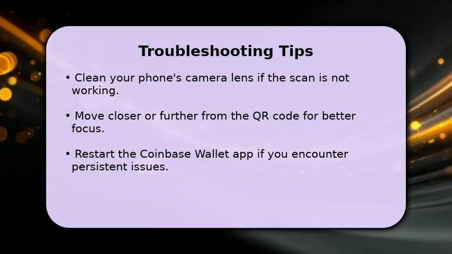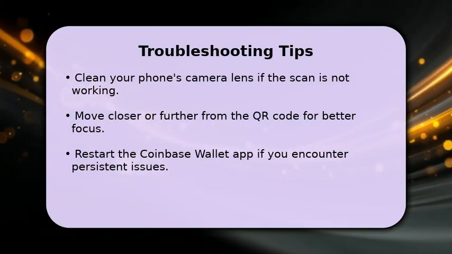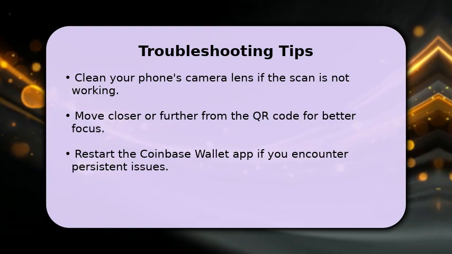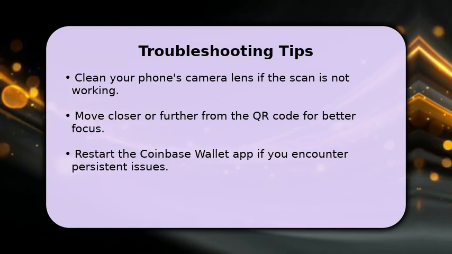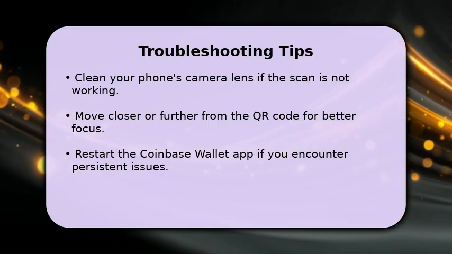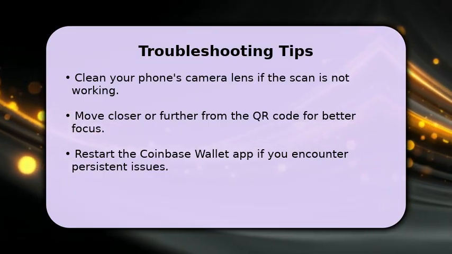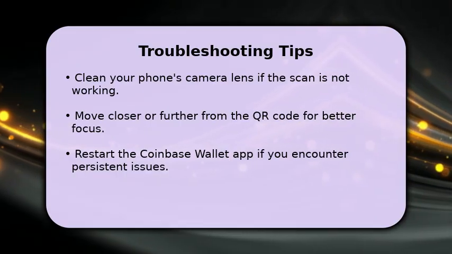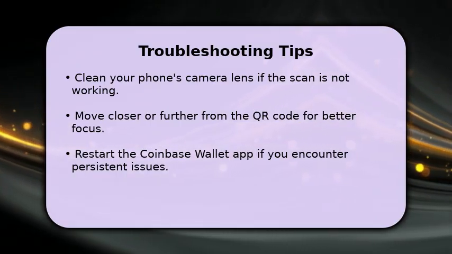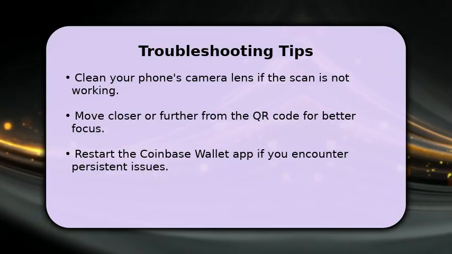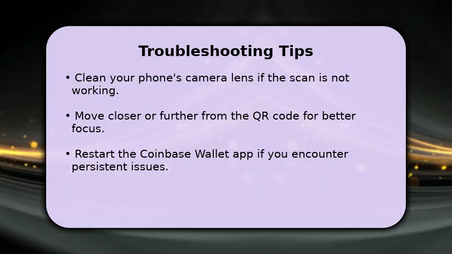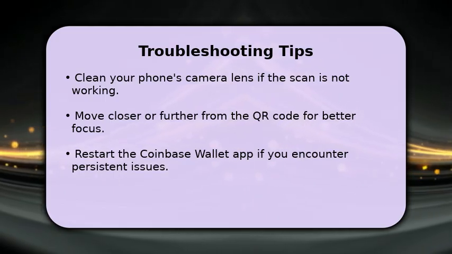If you're having trouble scanning, try a few troubleshooting steps. First, ensure your phone's camera lens is clean, as smudges can prevent clear focus. Adjust your distance from the QR code. Sometimes moving slightly closer or further away helps the camera focus better. If issues persist, try restarting the Coinbase wallet application. These simple steps often resolve common scanning difficulties, getting you back on track quickly.